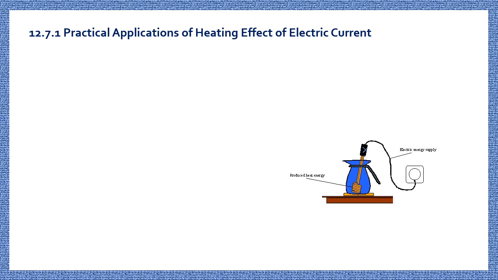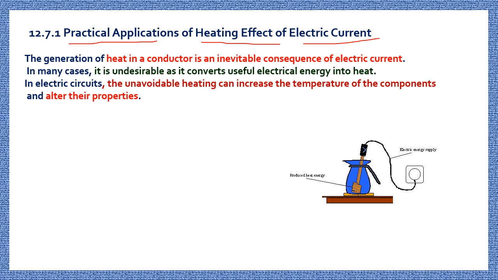Now we are moving to the next topic, and the topic is practical applications of the heating effect of electric current. The generation of heat in a conductor is an inevitable consequence of electric current, right? But in many cases, it is undesirable as it converts useful electric energy into heat, and at that time that heat is of no use. But anyhow, if we can use this dissipated energy, that will be of great use.